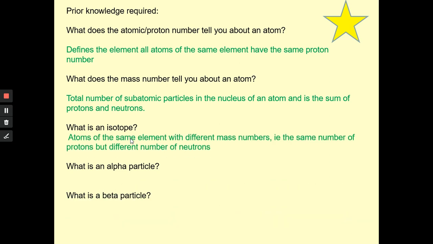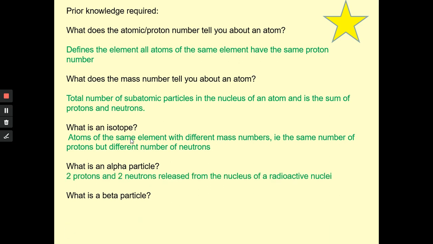As physicists, we're really interested in isotopes because they have some strange properties, but you need to remember that if I refer to isotope, it's atoms of the same element with a different mass number. So if we look inside the nucleus, that means it must have the same number of protons, but a different number of neutrons.